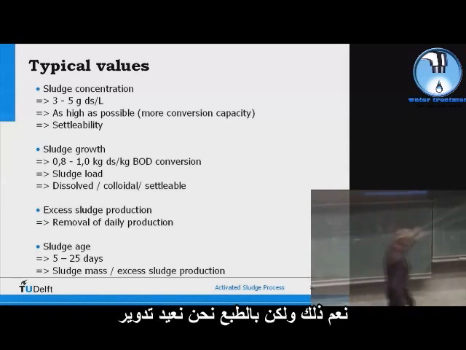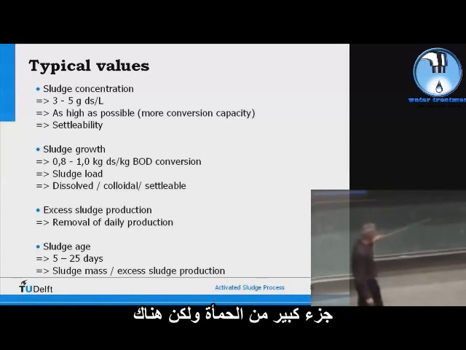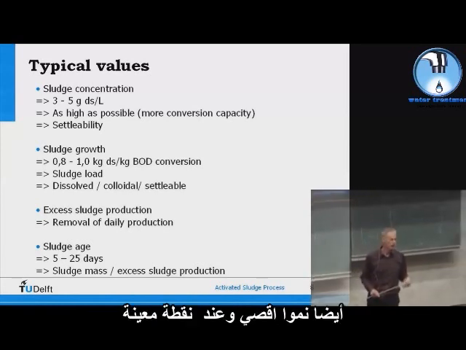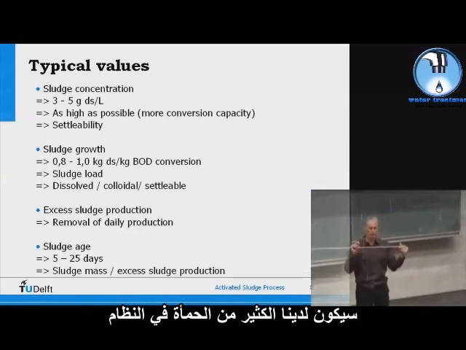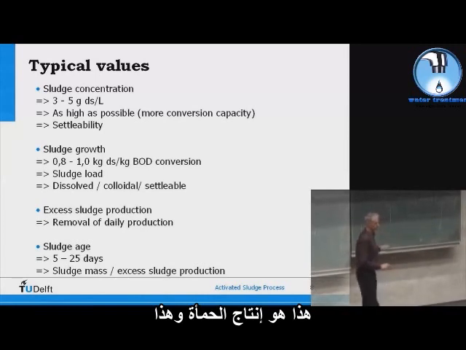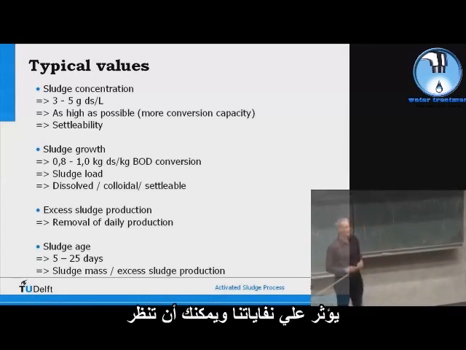And this BOD is converted by the bacteria, it's eaten, and as a result they grow. But of course we feed back a big part of the sludge, but there's also a net growth, and at some point we will have too much sludge in the system. That's why we have a discharge of sludge. That's the sludge production. And that's a waste.